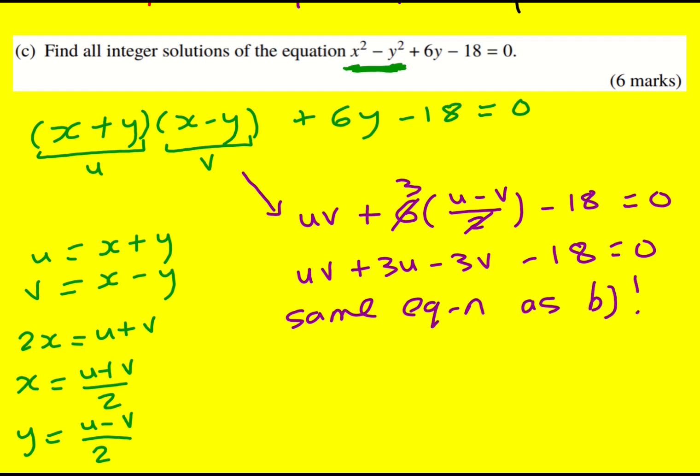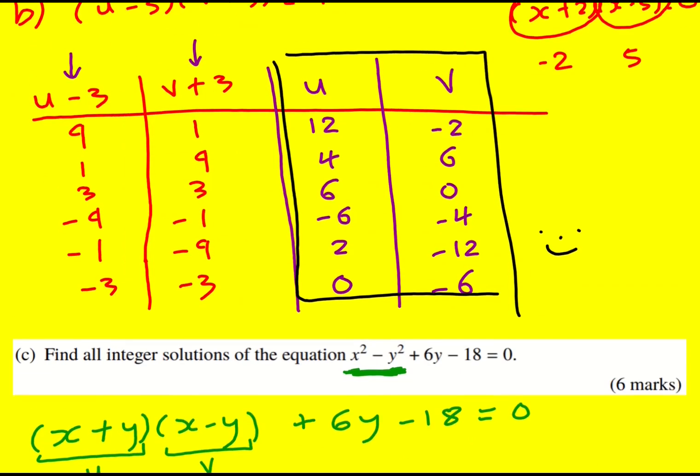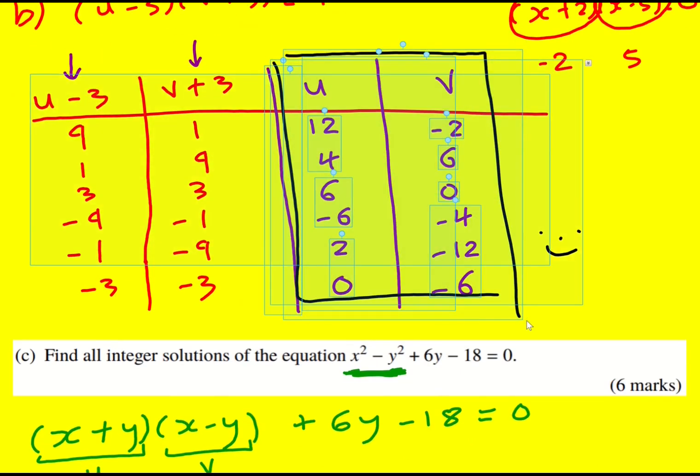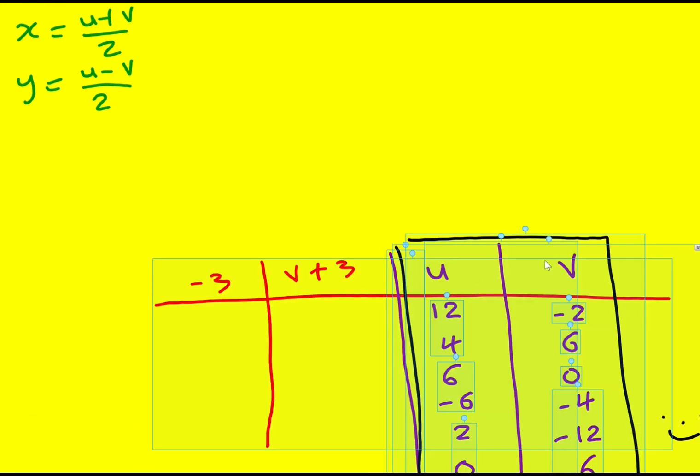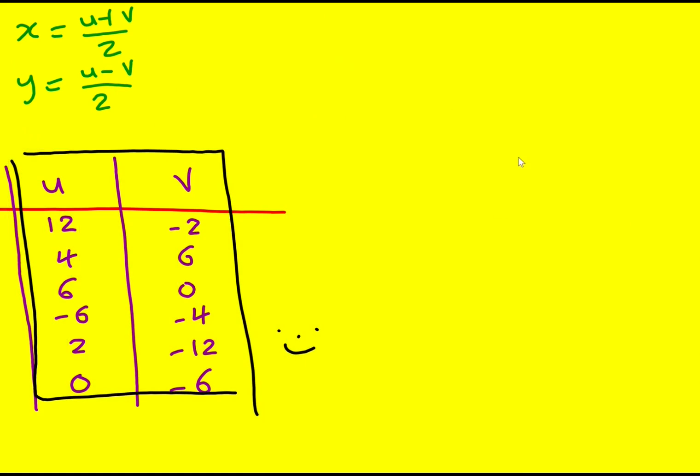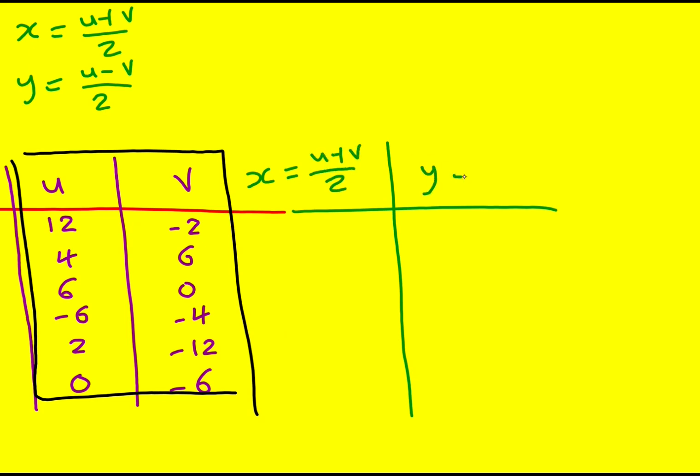And we've already found those solutions. So if we go back and grab them, I've got u and v. Now I can construct additional columns for x, which is u plus v over 2, and y, which is u minus v over 2. So add them and divide by 2. That will be 10 over 2, 5. Subtract them. That will be 14 over 2, 7. And just carry on like that.